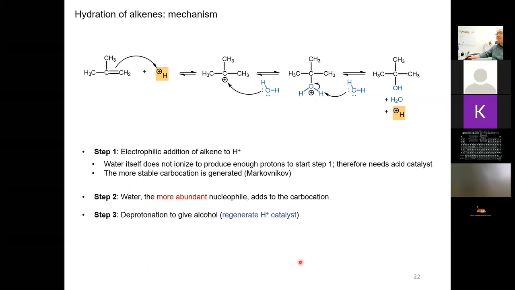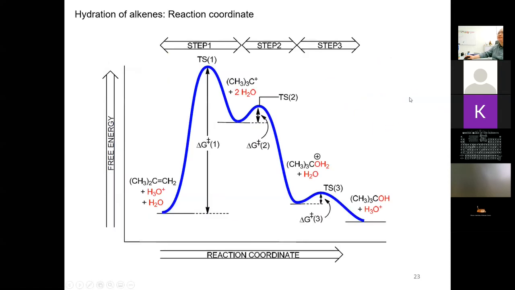And the third difference from the HX addition is that you need a deprotonation step at the end to recover the proton and get the alcohol product. Okay, so this is the reaction coordinate diagram of the hydration reaction. So it has 3 steps now instead of the 2 steps for the HX addition.